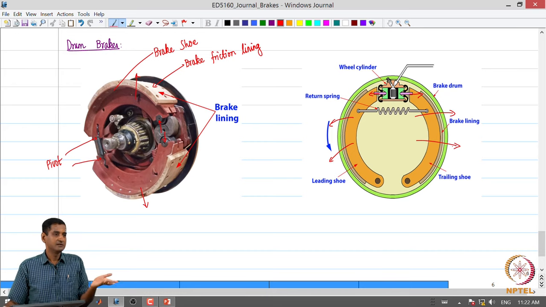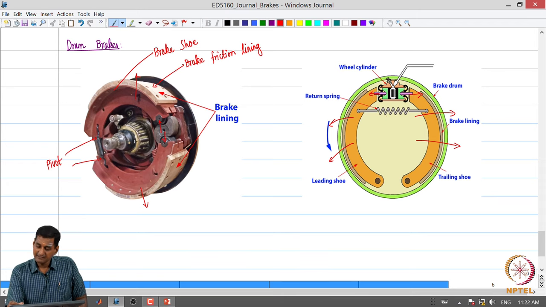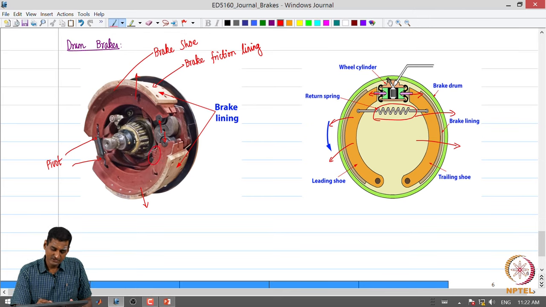And once sufficient contact is made due to friction, a decelerating torque is produced. Okay, so that's the mechanism for a simple drum brake. And we have a return spring, you can see this return spring here, even here, which essentially ensures that the brake shoes come back to their original position once the brake is released, so that the contact between the lining and the drum is broken. So pretty simple in construction and operation.